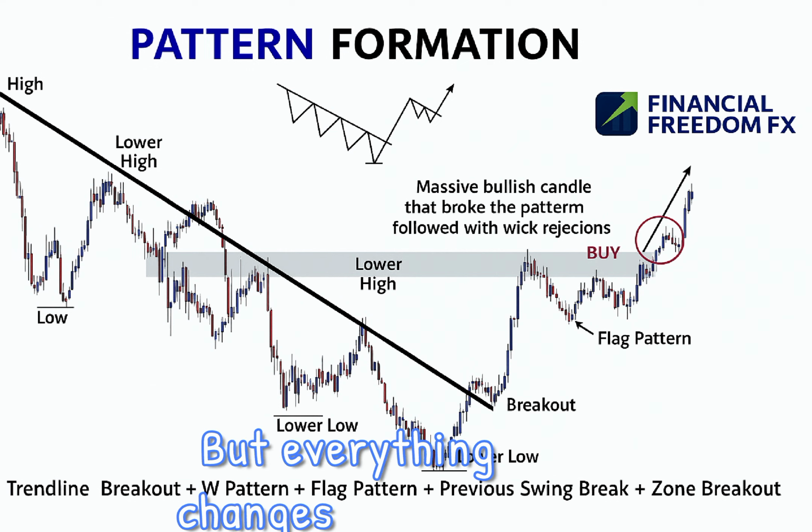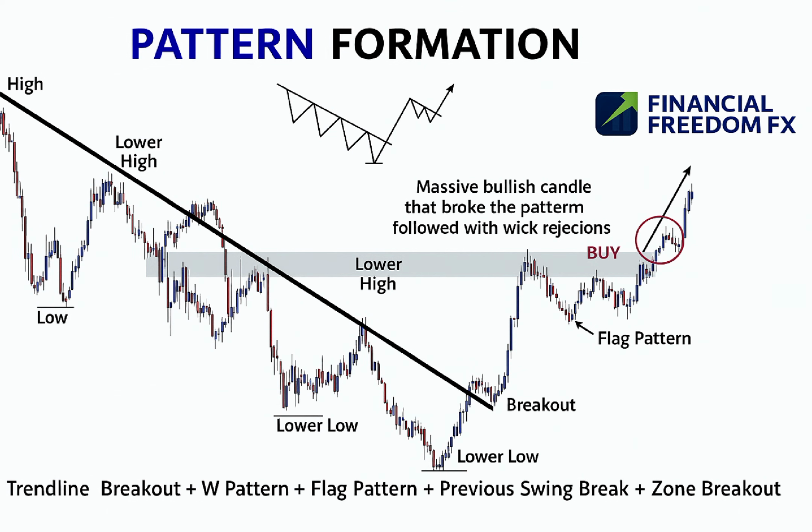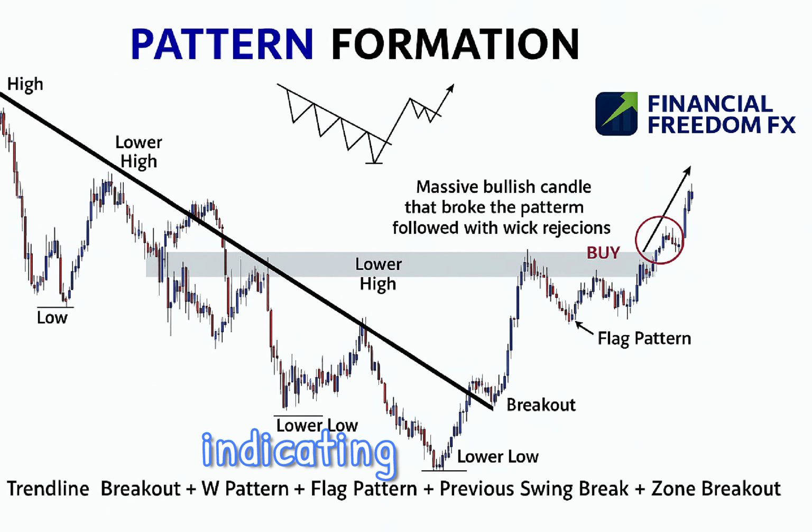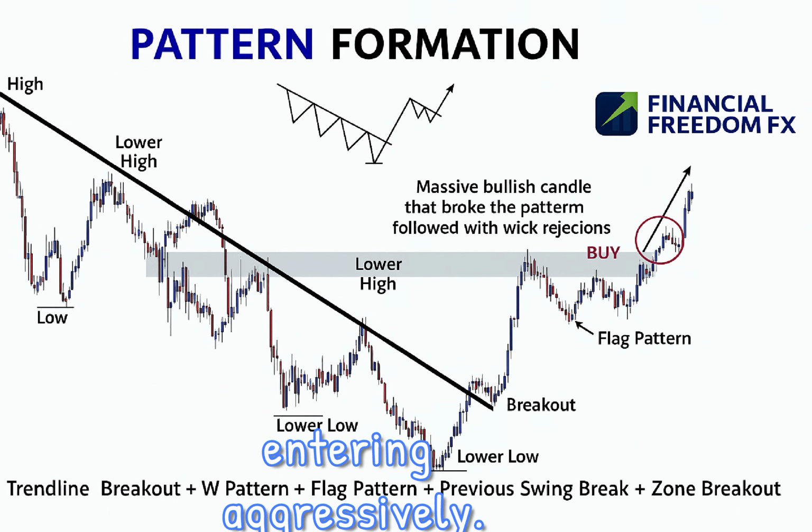But everything changes when the market hits the bottom. Instead of continuing down, the price forms a W pattern, also called a double bottom. This is a classic reversal formation, where sellers attempt to push price lower again but fail. The second low is followed by bullish momentum, indicating that buyers are entering aggressively.